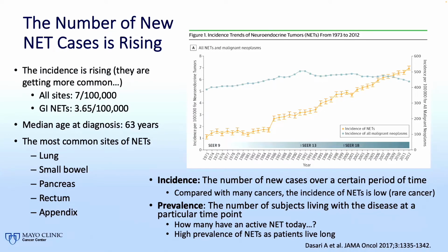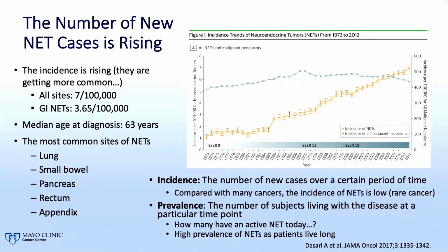The incidence is the number of new cases over a certain period of time, and we talk about incidence very often as the number of new cases in a population of 100,000 people. For me, it's very easy. I'm from Rochester in Minnesota, and Rochester has about 100,000 people. So I explain it to patients: if the incidence is 7, that means in a town like Rochester, in a given calendar year, there should be 7 new cases. That's how we come up with these incidence numbers.